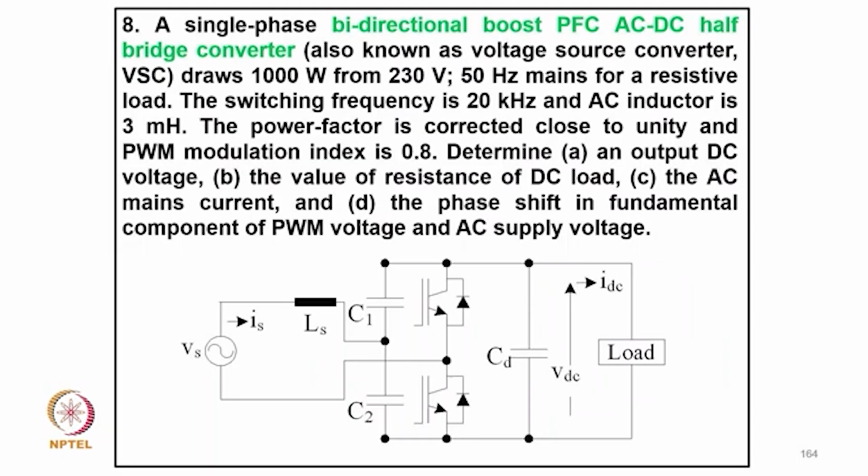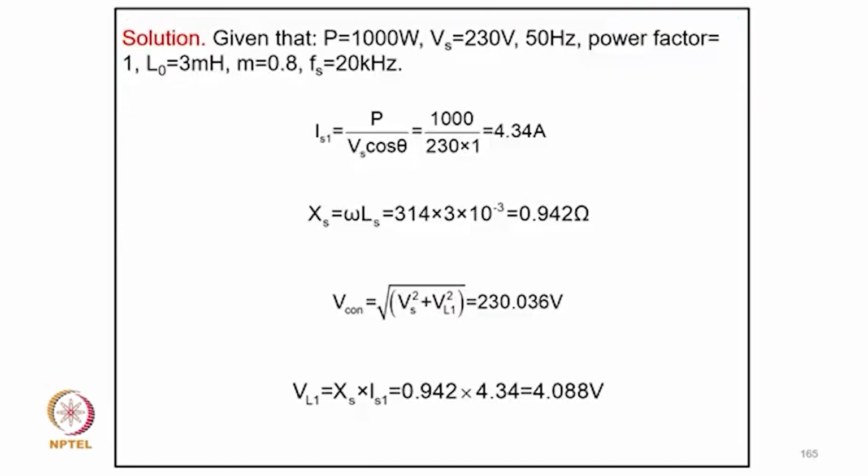So you can see the circuit here, the input inductor with the half bridge and then the output capacitor with the load. Here the supply current IS1 RMS value is P upon Vs cos theta. So 1000 divided by 230 into 1, that's 4.34. XS equals the reactance of the inductor, omega Ls, which comes to 0.942. The V converter is the square root of Vs square plus VL1 square, so it comes to 230.06, where VL1 is XS into IS1, so it comes to 4.088 volt.